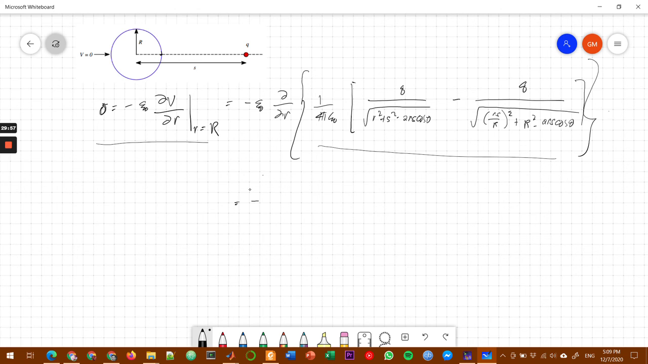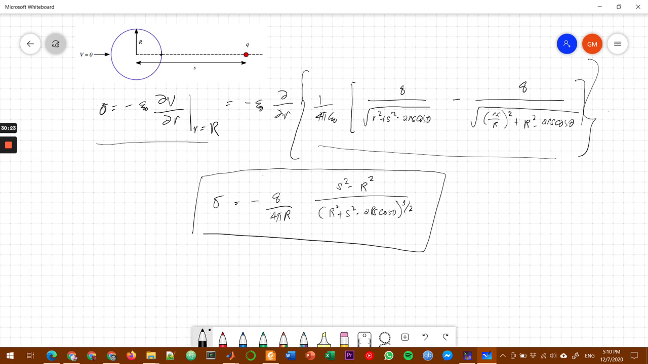Negative Q over 4 pi R, s squared minus r squared, over r squared plus s squared minus 2rs cosine theta to the 3 half. Okay, so this is the final form.